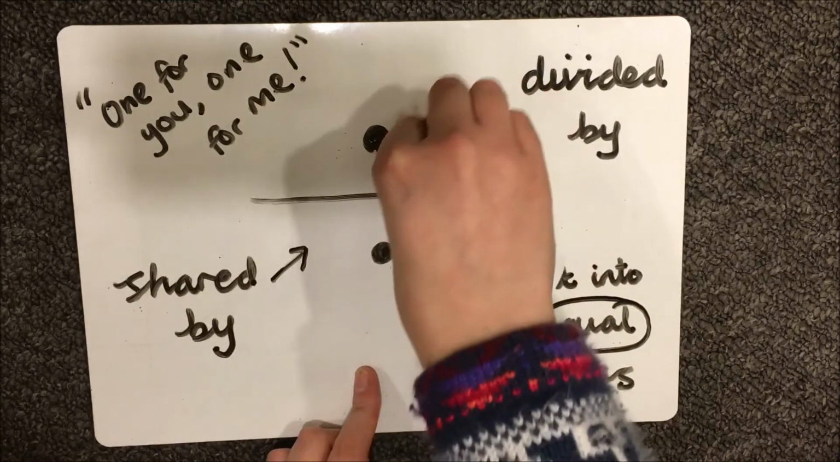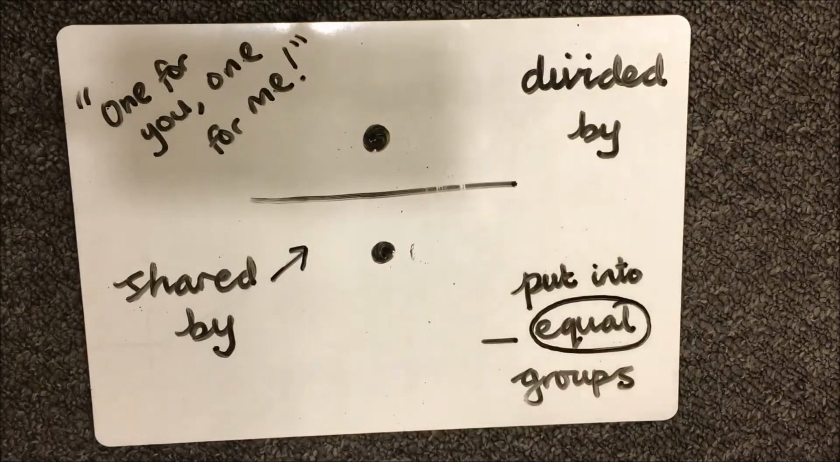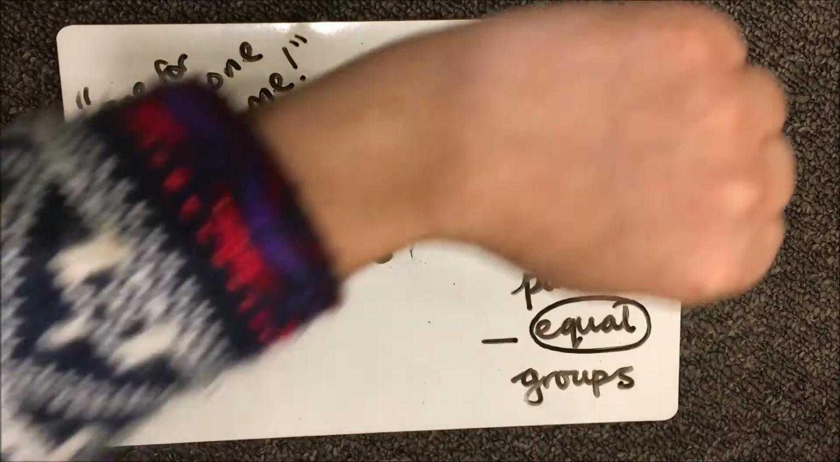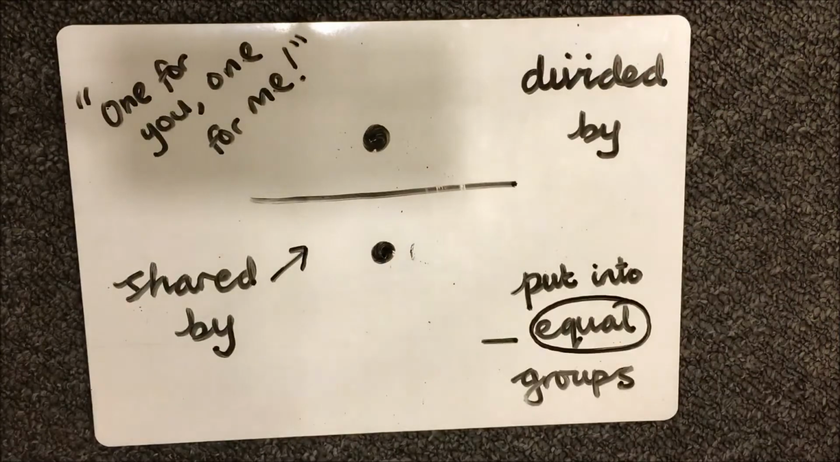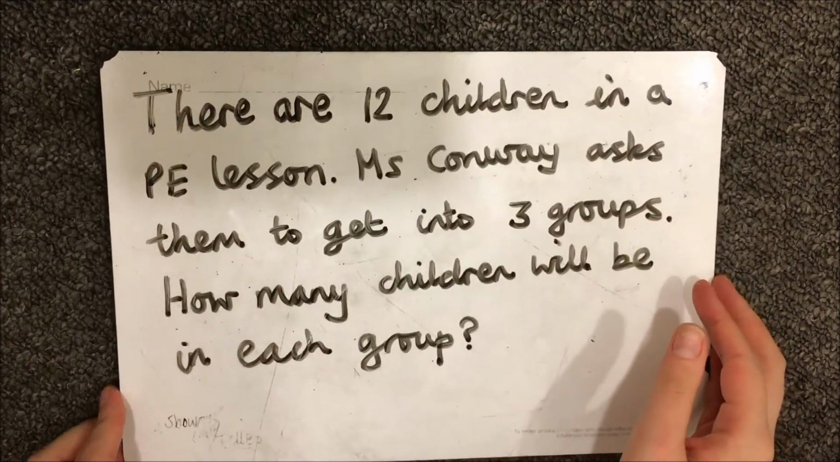So when I'm sharing, I say 1 for you, 1 for me, 1 for you, 1 for me, so I don't lose track. Let's do that sign together, ready? Divided by, your turn. Shared by. Put into equal groups, your turn. Fantastic, good job. Like yesterday, we're going to begin our division learning with a word problem.